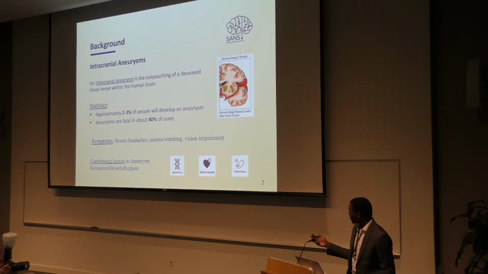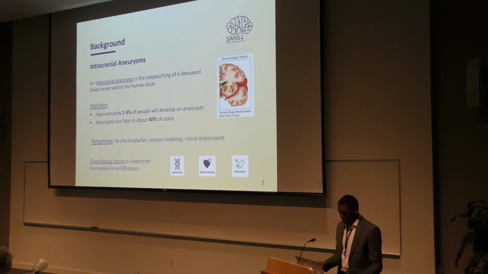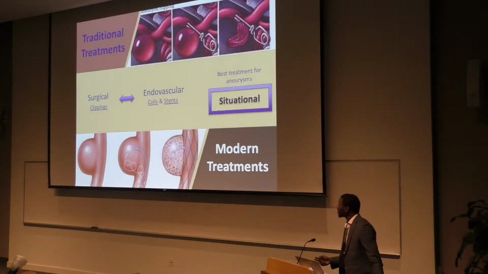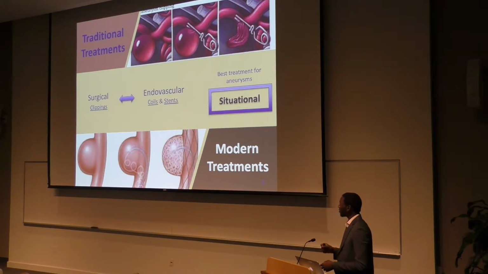So here are some symptoms and some contributing factors to aneurysm formation, growth, and rupture. When it comes to traditional treatments of intracranial aneurysms, what a surgeon will usually go for is a surgical clipping, in which they will perform a craniotomy, removing part of the skull, and depending on the location, the size, and the shape of the aneurysm, they will choose to clip it.